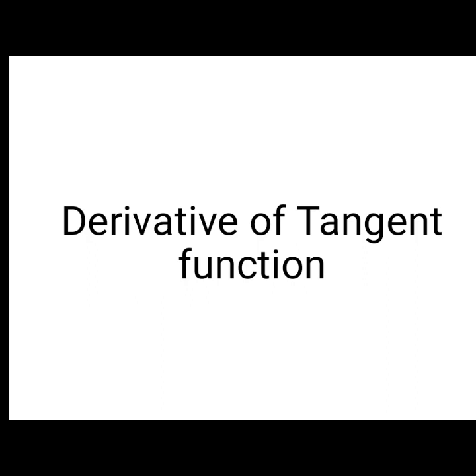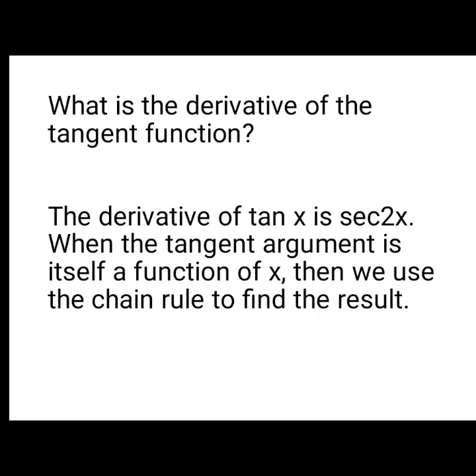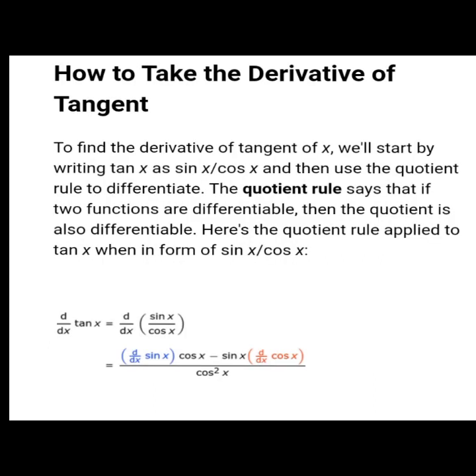This time I will discuss all about the derivative of the tangent function. So what is the derivative of a tangent function? The derivative of tangent x is secant squared x. When the tangent argument is itself a function of x, then we use the chain rule to find the result. So how do we take the derivative of a tangent?